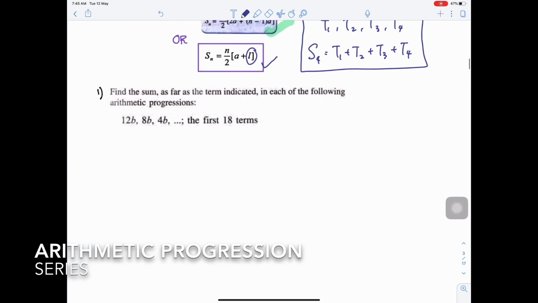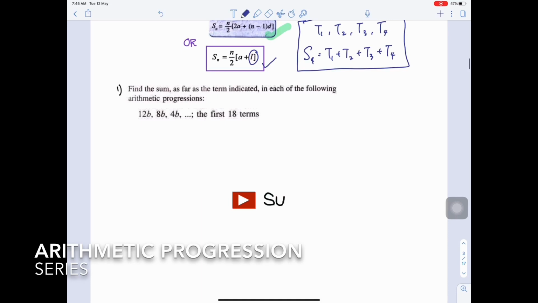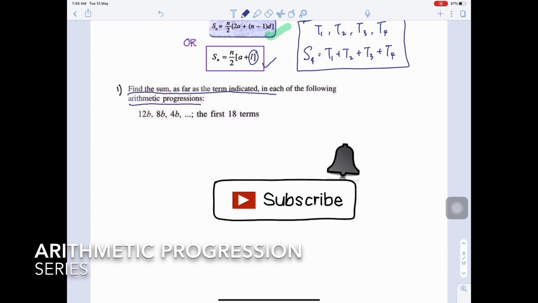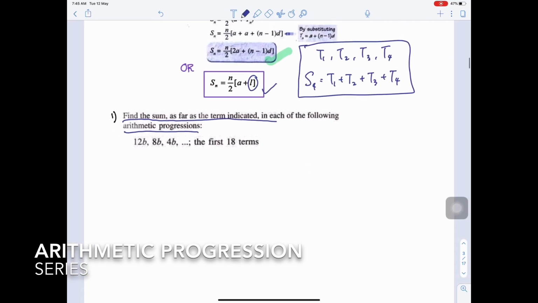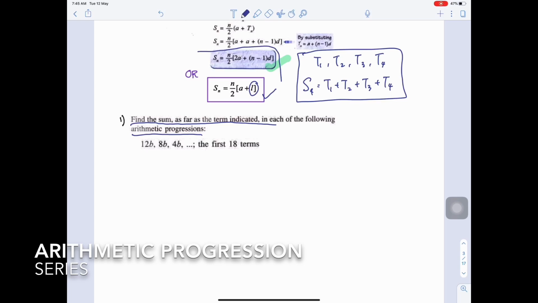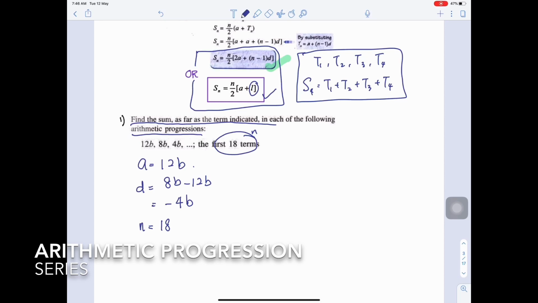So let's discuss the question. Find the sum as far as the term indicated of each of the following arithmetic progressions. The first step, we must collect the information given. Before that, you must identify the formula. So first, a equals 12b. Then d, we must determine: 8b minus 12b equals negative 4b. And for the first 18 terms, this is n, so we state n equals 18.